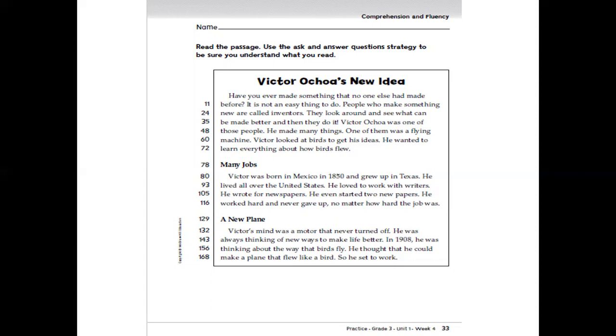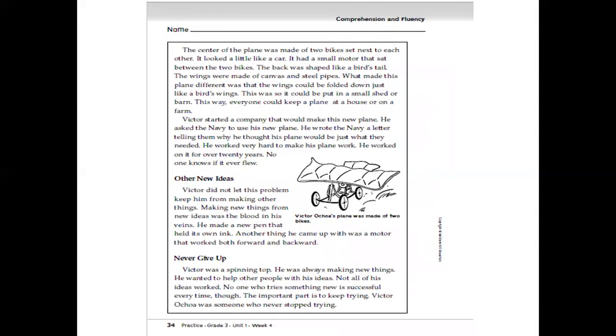Victor worked in many jobs, like writing in a newspaper, and he made two newspapers. And he made a new plane, or a flying machine. Let's look at it. We can see it in the picture. He put two bikes next to each other and a small motor between them, in the middle of them.